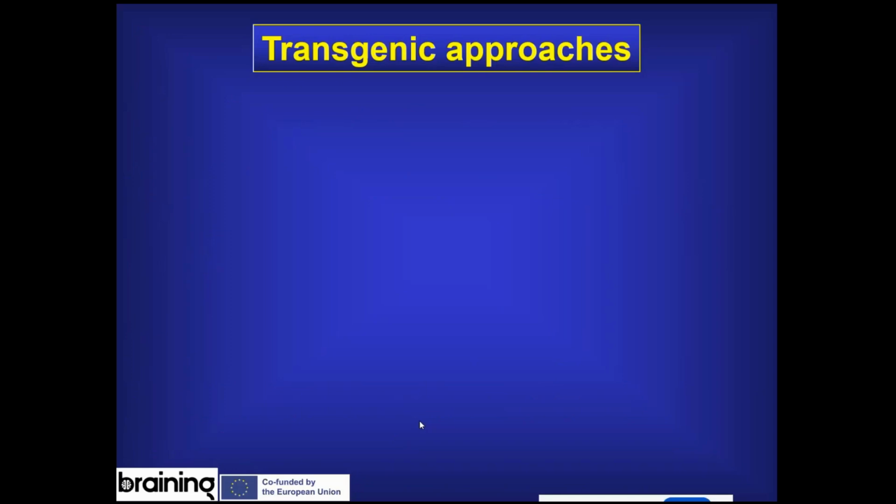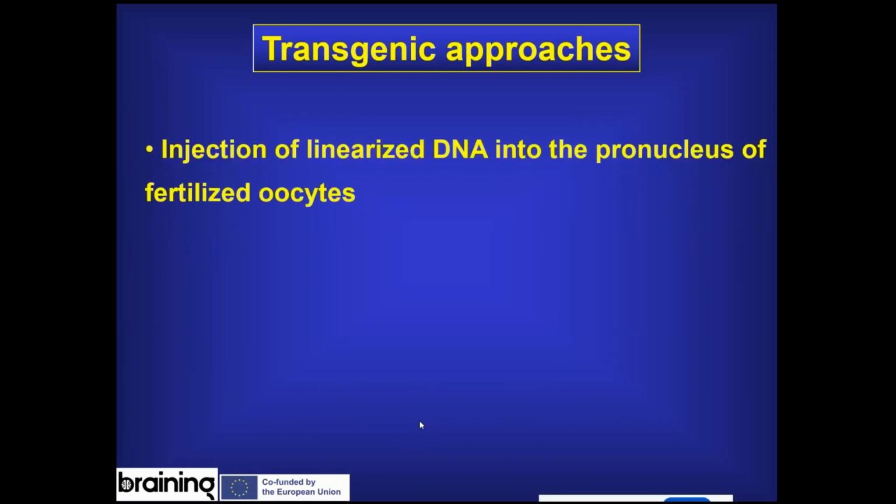So let's start a little bit with the technical part, the transgenic approaches. What does the transgenic approach consist of? It consists of injecting linearized DNA into the pronucleus of fertilized oocytes. This can sound like a very complicated sentence, but I will try to make it easier.